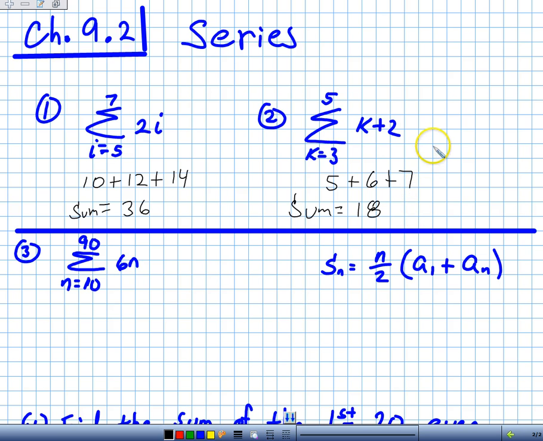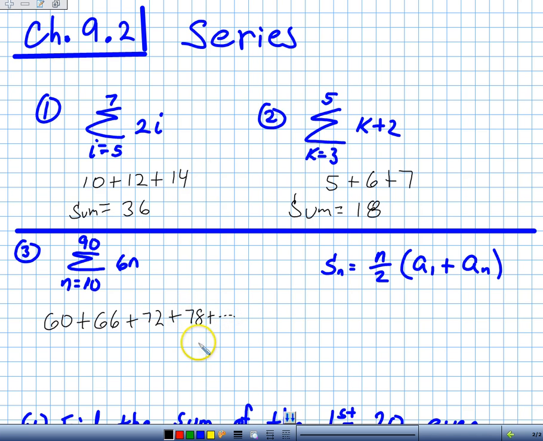Okay? So now it just so happened that both partial sums had 3 items that were being added. But it doesn't have to always be 3. Most of the time it's not going to be 3. Let's take a look at problem number 3. This is the partial sum, starting with, you plug in the 10. So we get 60. And then we plug in 11, we get 66. We plug in 12, we get 72. We plug in 13, we get 78.